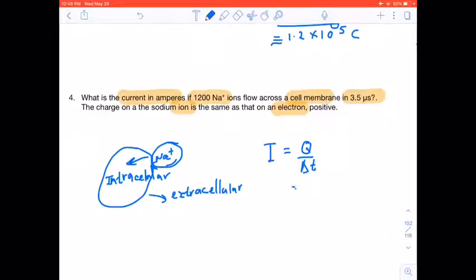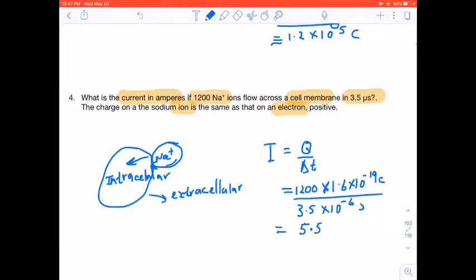Current is... we have 1,200 Na particles, and we know that the charge is 1.6 times 10 to the minus 19 coulombs, okay? And that happens for 3.5 microseconds, so micro is 10 to the minus 6 seconds, which means that the current moving through here is 5.5 times 10 to the minus 11 amps. Right, that's the current moving through that cell membrane.